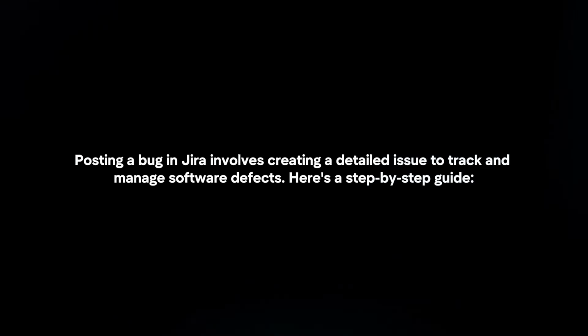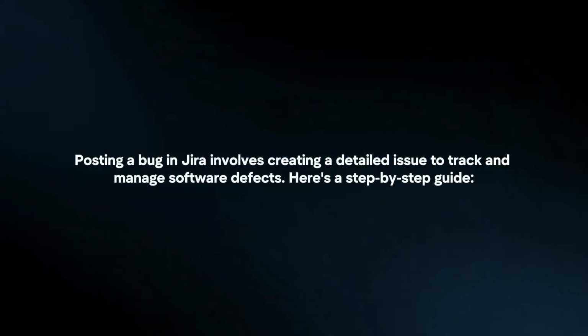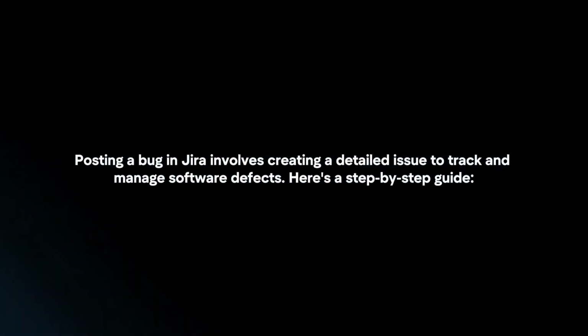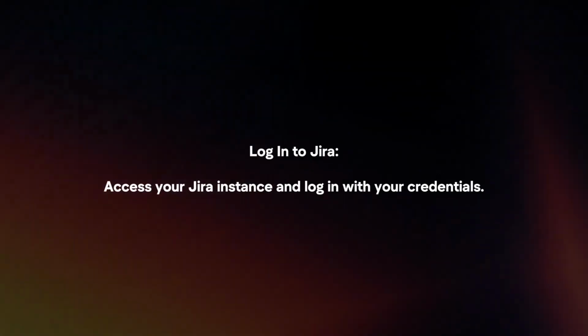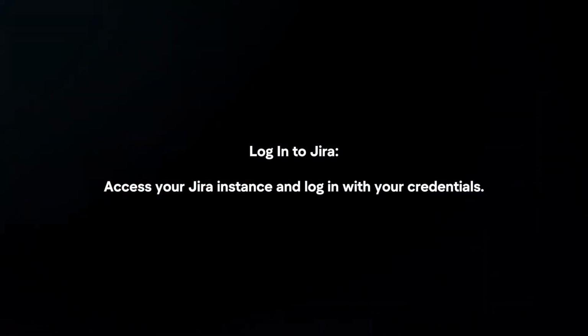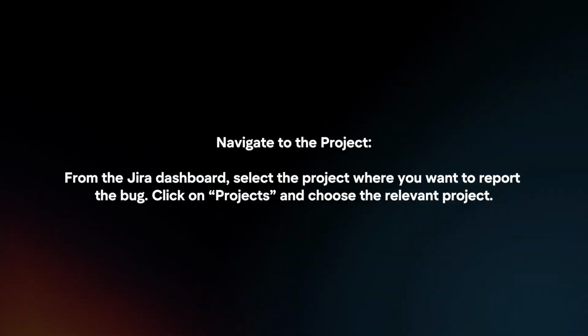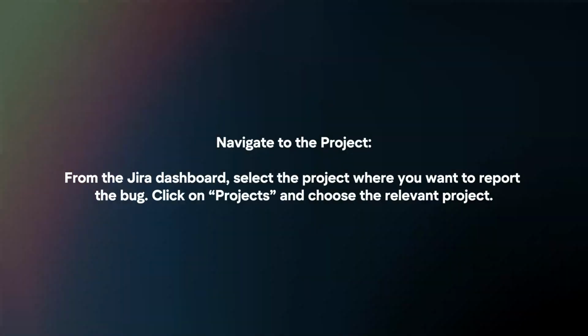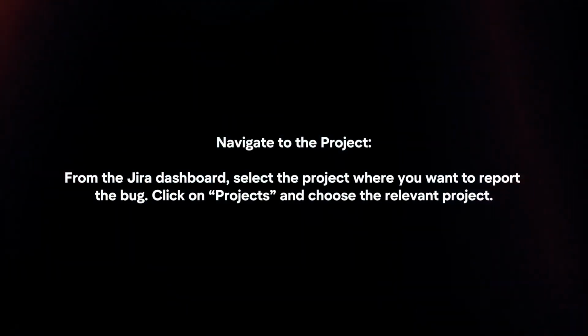Posting a bug in Jira involves creating a detailed issue to track and manage software defects. Here's a step-by-step guide. Log into Jira, access your Jira instance and log in with your credentials. Navigate to the project. From the Jira dashboard, select the project where you want to report the bug.